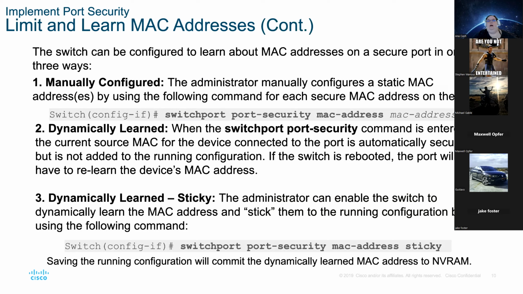A switch can be configured to learn about MAC addresses on a secure port in one of 3 ways. You can manually configure it. The administrator configures a static MAC address or addresses by using the following command. And then you can do dynamically learned. When the switchport port-security command is entered, the current source MAC for the device connected to the port is automatically secured, but is not added to the running configuration. If the switch is rebooted, the port will have to relearn the device's MAC address. And then there's dynamically learned sticky. With this one, the administrator can enable the switch to dynamically learn addresses and stick them to the running configuration using the command they have listed down there at the bottom.